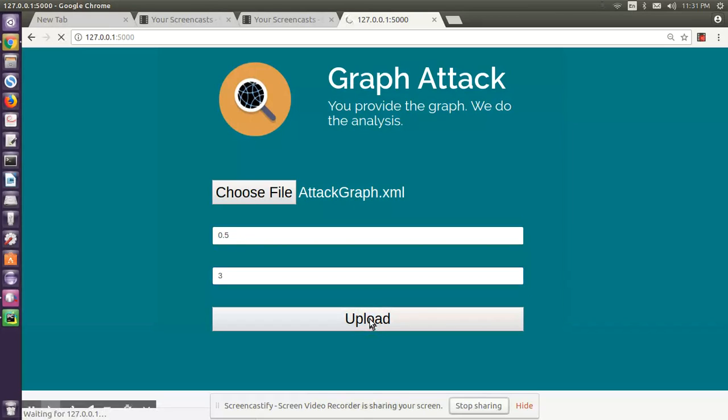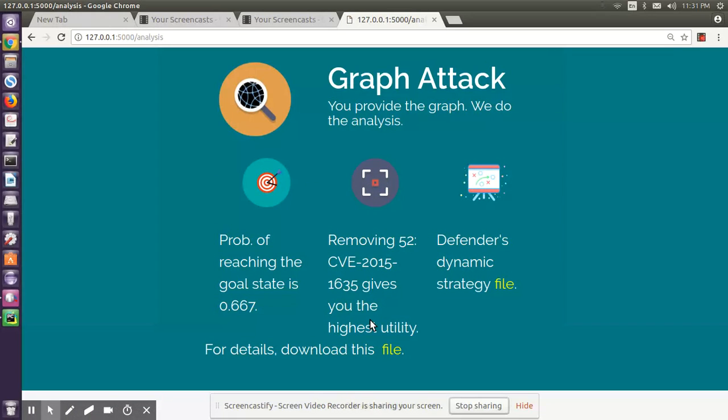Once you upload this, a call goes to the backend and calculates all the three of these things. The first on this side shows the probability of which a goal state can be reached. In the example that we chose to give, the probability is 0.667.